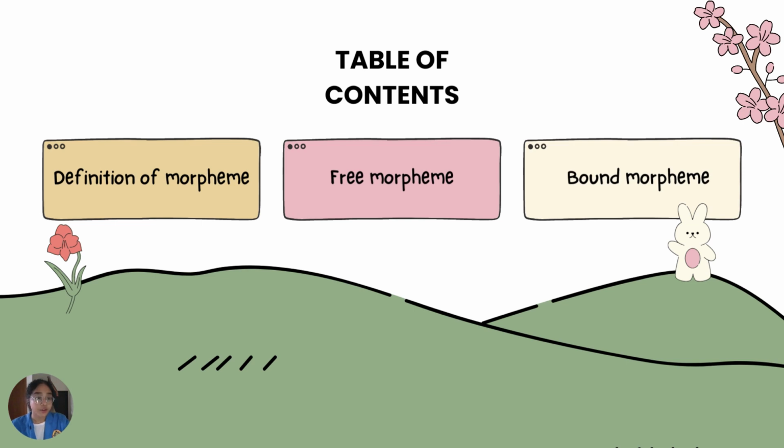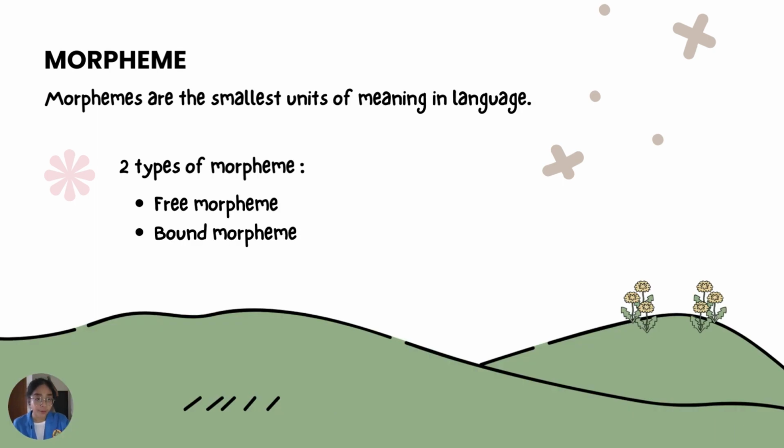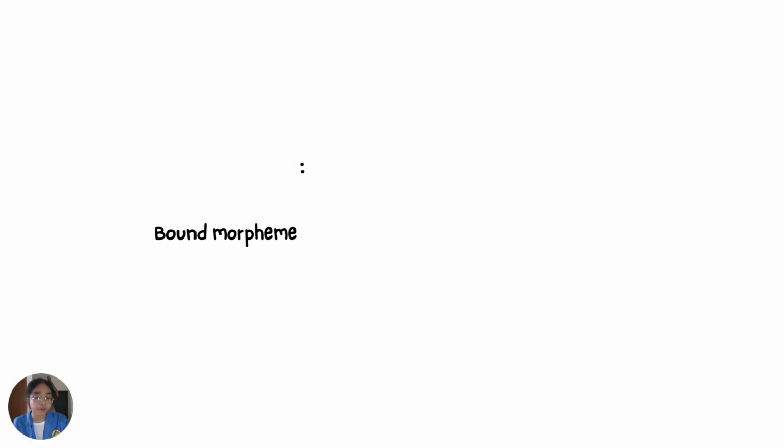The first thing that I want to explain is the definition of morpheme. A morpheme is a meaningful unit consisting of a word, such as cat, or a word element, such as the S at the end of cats, that cannot be divided into smaller meaningful parts. Morphemes are the smallest units of meaning in language. There are two types of morpheme. The first one is free morpheme and the second one is bound morpheme.